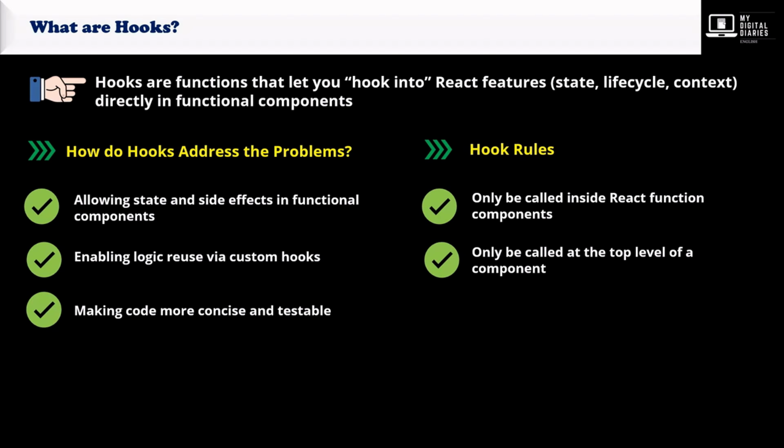The second rule is that hooks must be called at the top level of a component. That means no calling hooks inside loops, conditions, or nested functions. This helps React keep track of the order in which hooks are called. And the third rule is that hooks cannot be conditional. You must call them every time the component renders. Following these rules ensures that states and effects stay in the correct order and work properly.